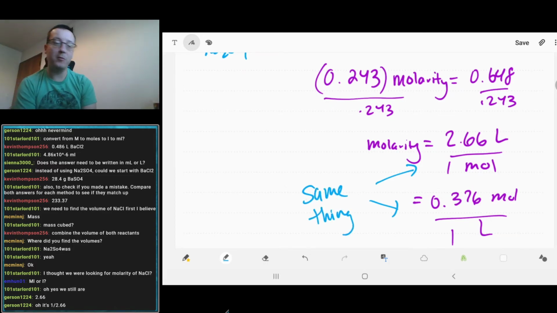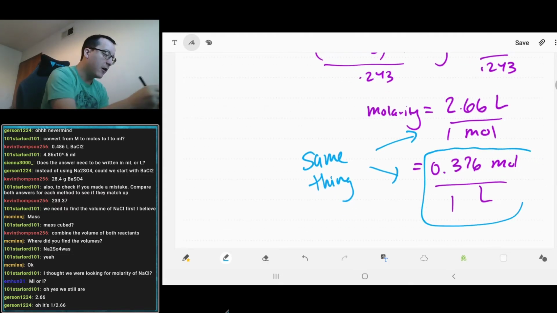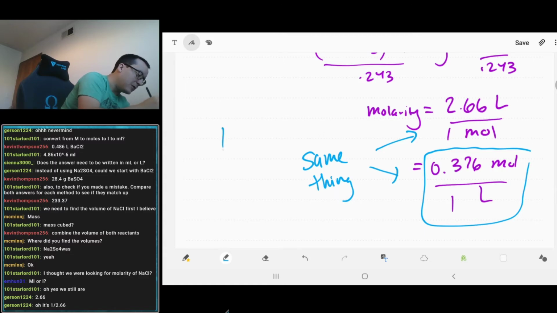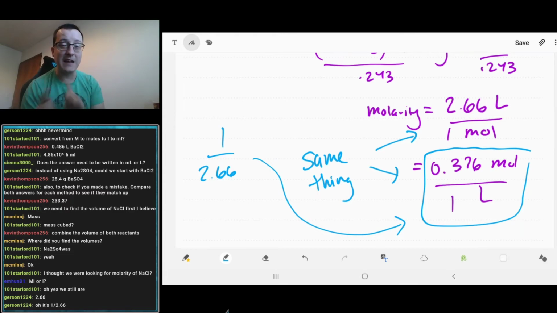But what's preferable is doing it this way. And all I did was 1 over 2.66 to get this number. I just flipped it over. Again, they mean exactly the same thing. They are the same number, same unit conversion, same conversion factor. However, it's just upside down.